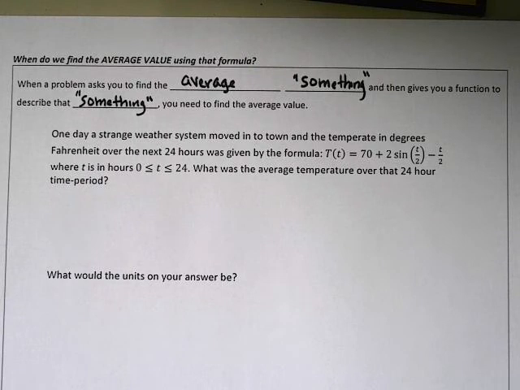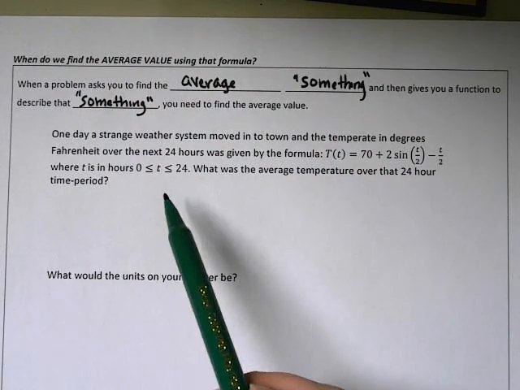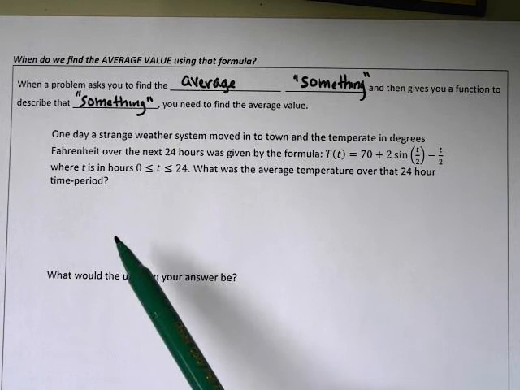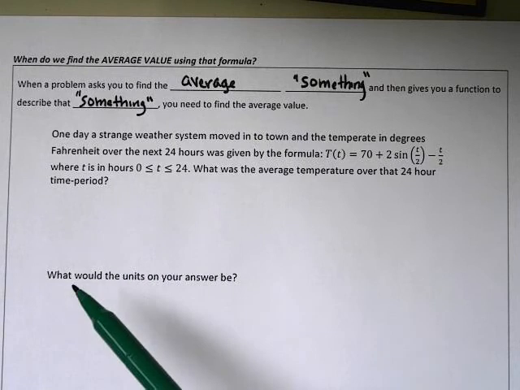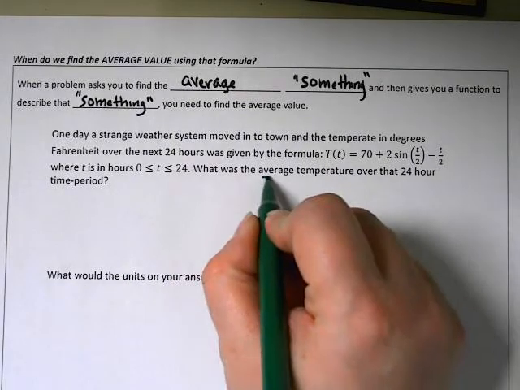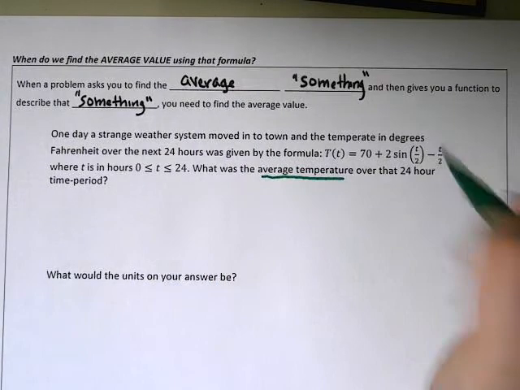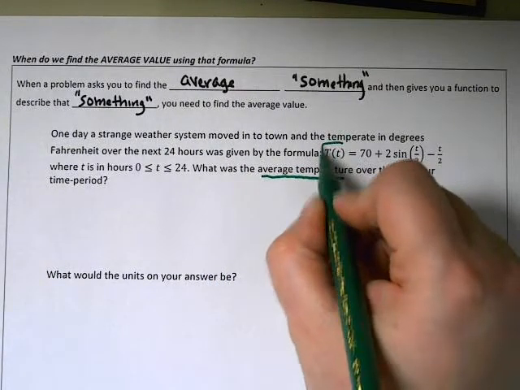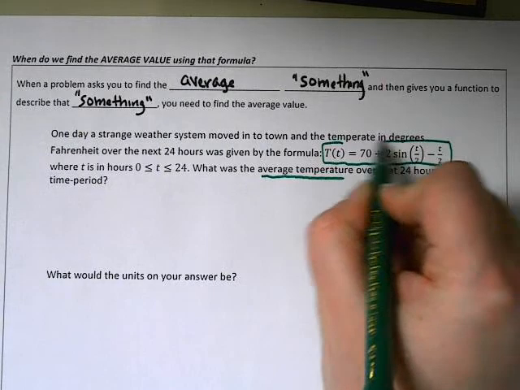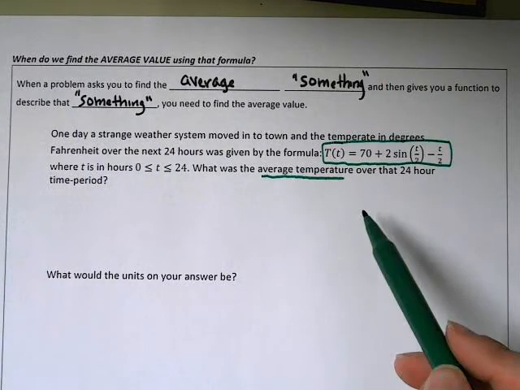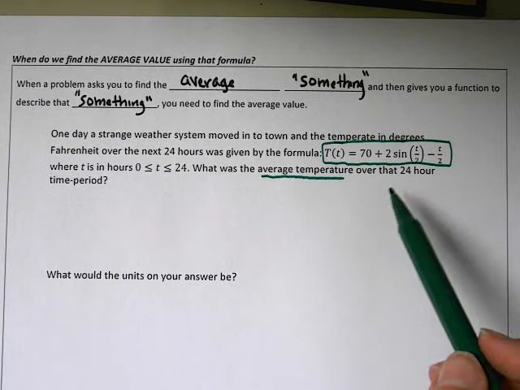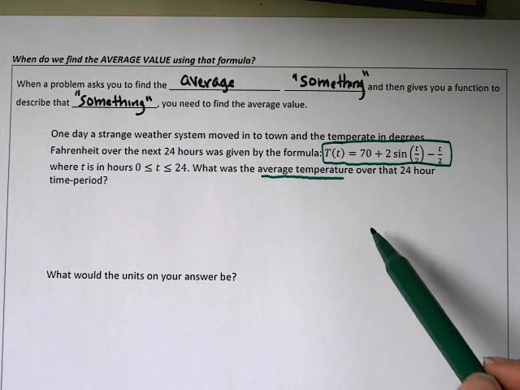One day a strange weather system moved into town and the temperature in degrees Fahrenheit over the next 24 hours was given by this formula. T is in hours, and we can see we went from 0 to 24. What is the average temperature over that 24-hour time period? So this is the key right there. They're asking for the average temperature, and we're given a function to describe that temperature. So that's how we know we're going to be talking about the average value.